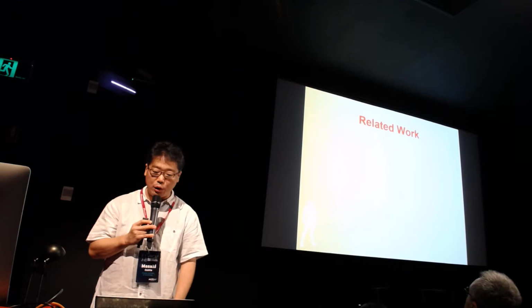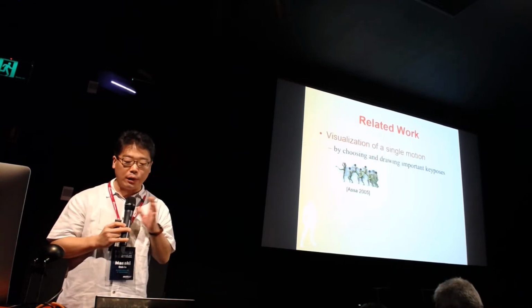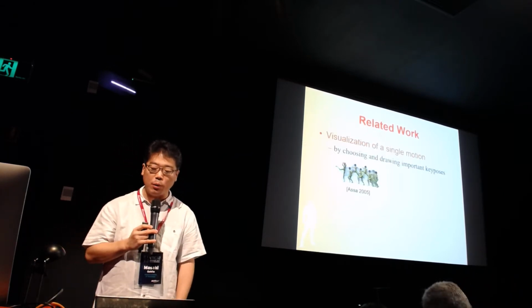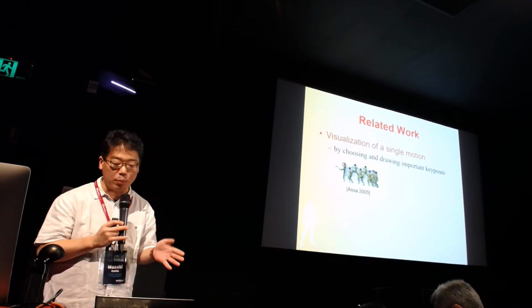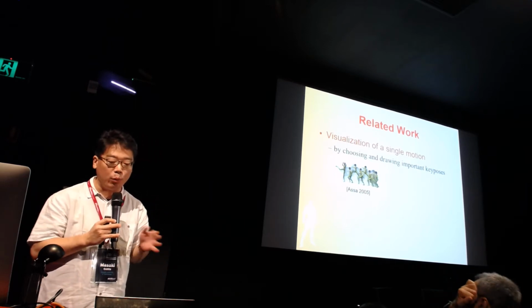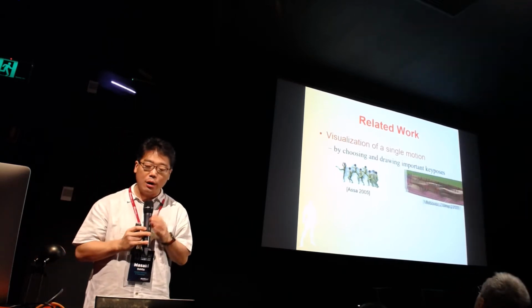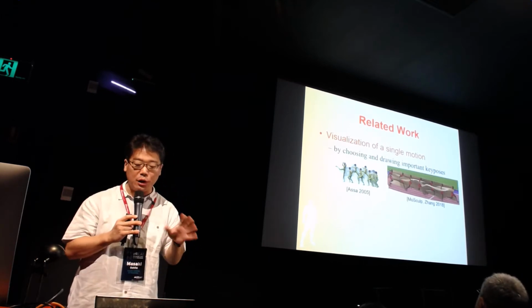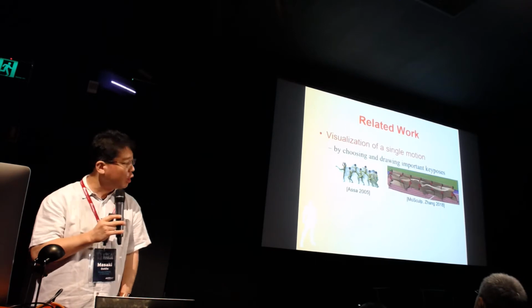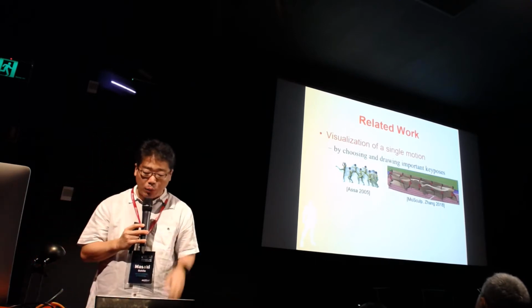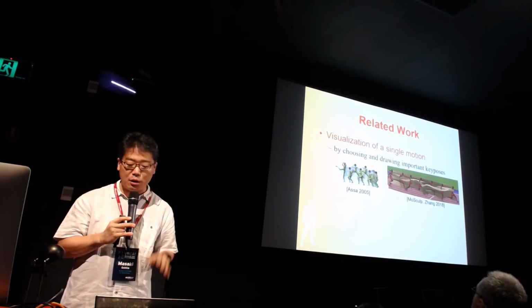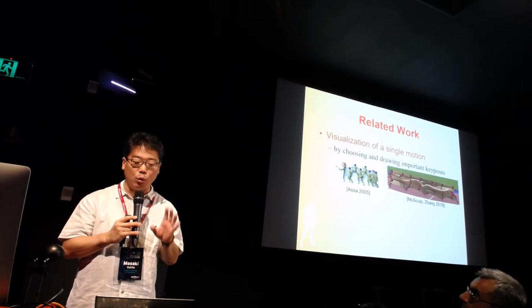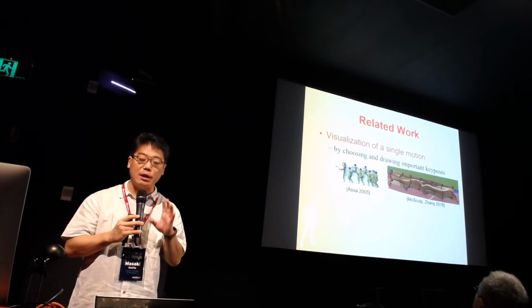Okay. Let's see some related work. To help people understand a motion, many methods have been developed for depicting a motion as a single image by choosing and drawing important key poses. Recently, Zhang et al. proposed the MoSculpt system, which generates 3D shapes for representing the trajectory of body parts from an input video. Their research is similar to ours, but their system takes only one motion and visualizes only the spatial volumes.